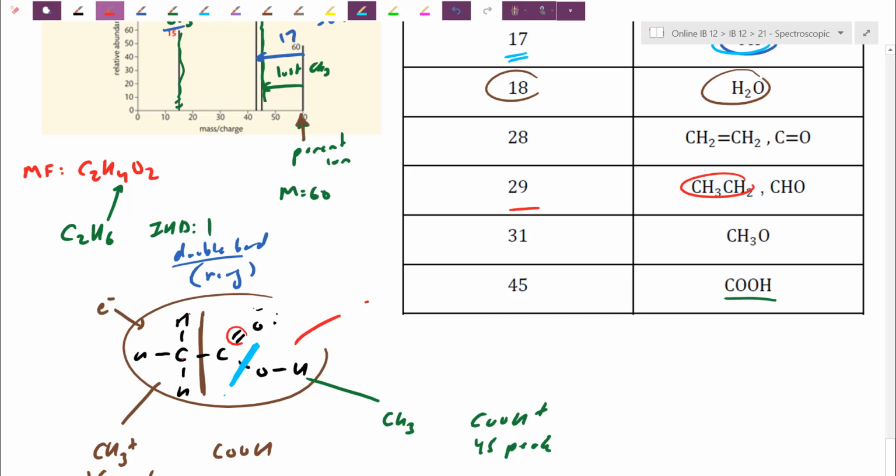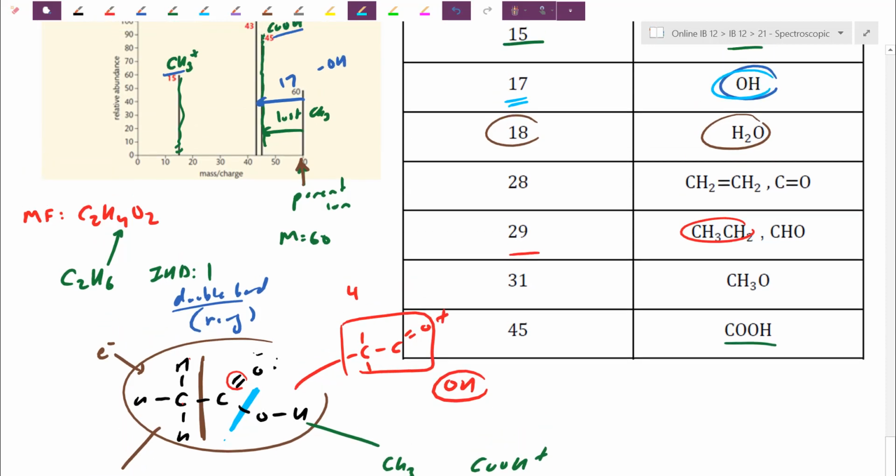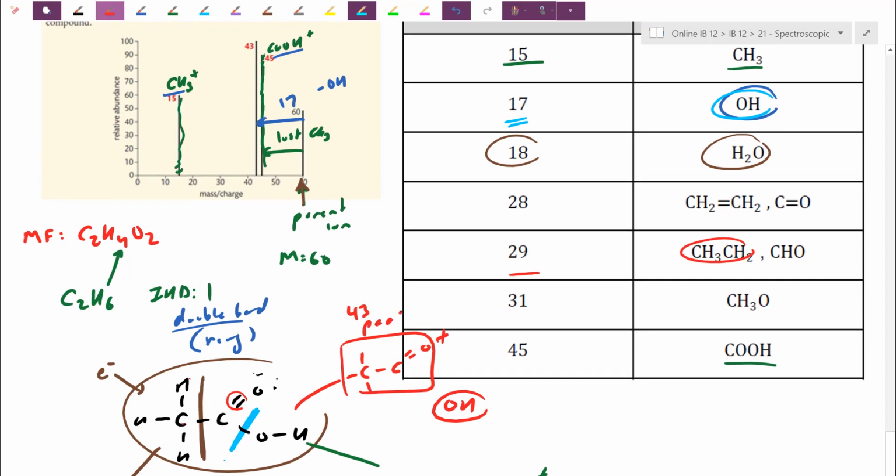This one here breaks out to become our CH3CO and then our OH like this. The OH would have given you a 17 peak. I don't see a 17 peak. I only see the 60 minus the 17 peak, so that means this side here takes on the positive. Yes, that's a radical, and this one here would probably be your 43 peak. Okay. That is one possible isomer, and based on the mass spectrum, it supports that it's possibly this structure here.